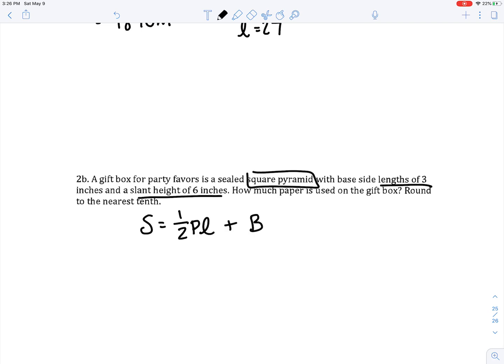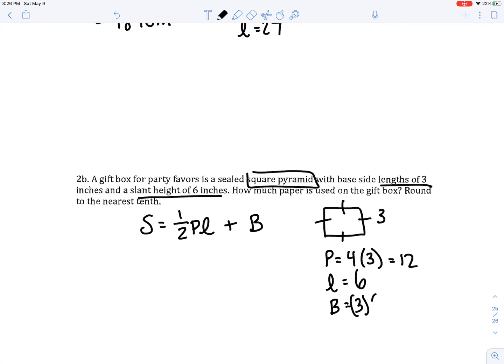So it tells me that it's a square pyramid, which means the base is a square with side lengths of 3. So my perimeter would be 4 sides, each 3 inches long, 12 inches. My slant height is 6. The area of the base will be the area of a square. We would do length times width, or base times height. 3 times 3 gives me 9.